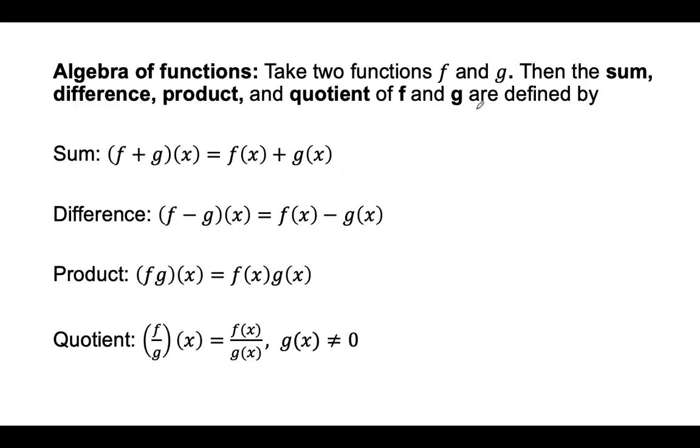So algebra on functions. We take two functions, f and g. The sum, difference, product, and quotient are defined. Essentially to add two functions, we add them, so f plus g at input x is just f of x plus g of x, or we can take the difference this way. The product, you can multiply the functions and then apply the input, or separately. And the quotient, as long as when you divide by a function, the bottom function does not equal 0 there. So those are kind of intuitive.